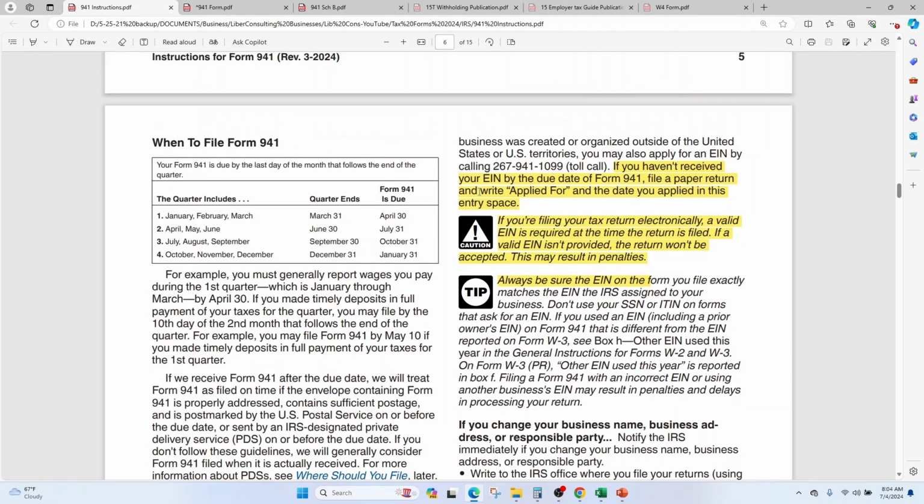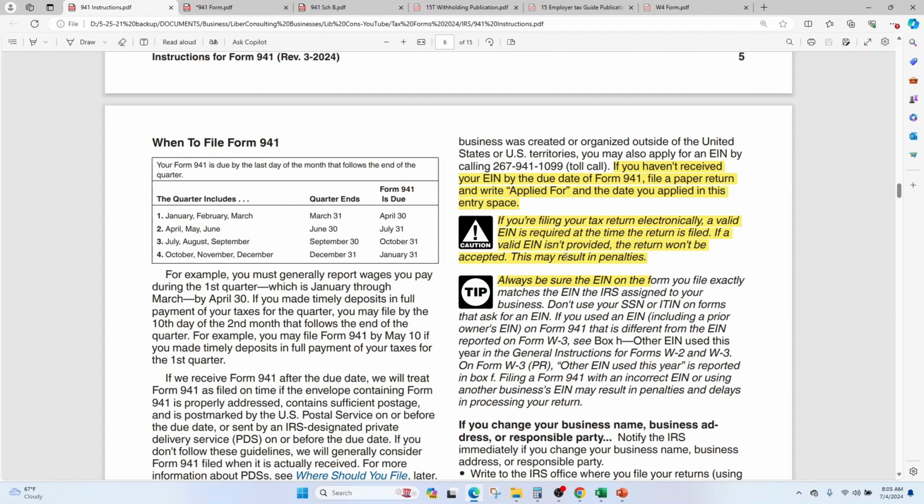If you haven't received your EIN by the due date of Form 941, file a paper return and write "applied for" and the date you applied in the entry space. If you are filing your return electronically, a valid EIN is required at the time the return is filed. If a valid EIN isn't provided, the return won't be accepted.